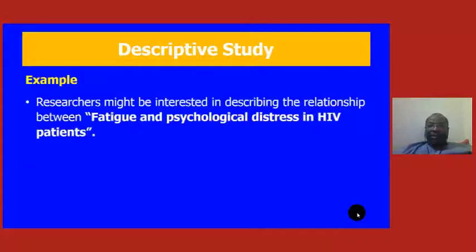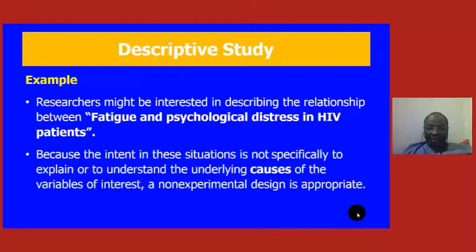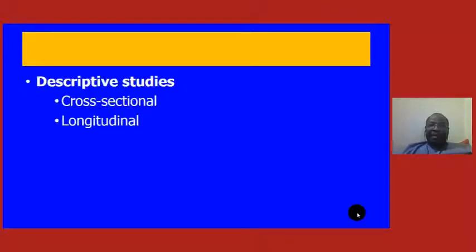Example of a descriptive study. Researchers might be interested in describing the relationship between fatigue and psychological distress in HIV patients. Because the intent in this situation is not specifically to explain or to understand the underlying causes of the variable of interest, a non-experimental design is appropriate. Descriptive studies fall into two types, cross-sectional and longitudinal.